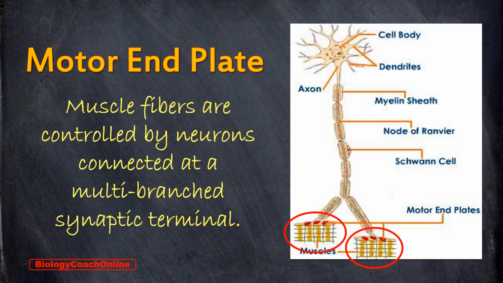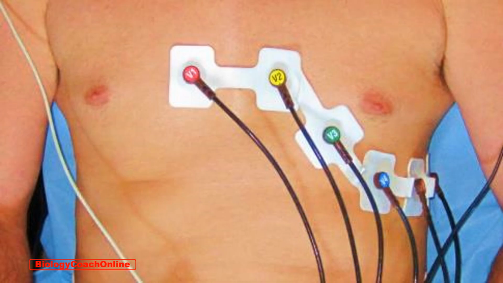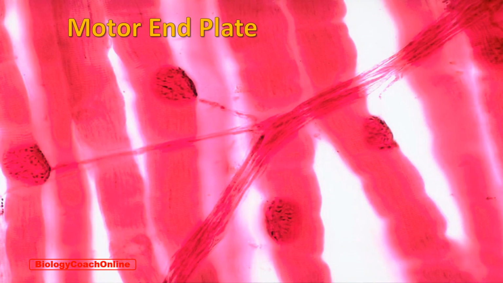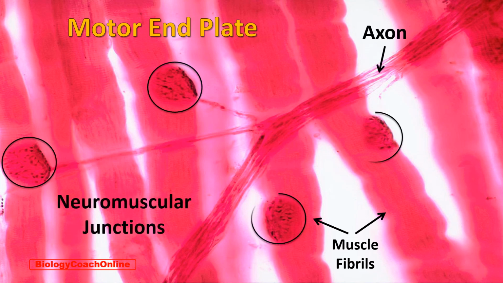Now, the motor end plates look to me like a group of little lead pads, if you're familiar with the EKG process. It is very recognizable even under the simple light microscope. So in this specimen, here are your skeletal muscle fibrils. Your axon is right there, and these are neuromuscular junctions. You can't mistake these for anything else.